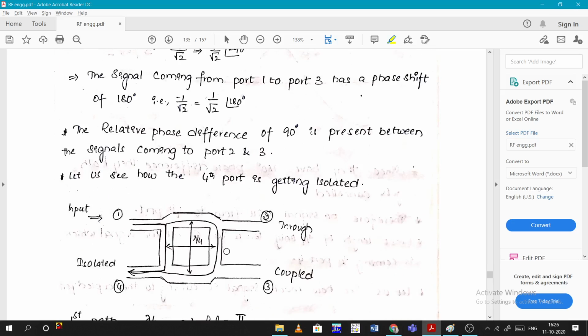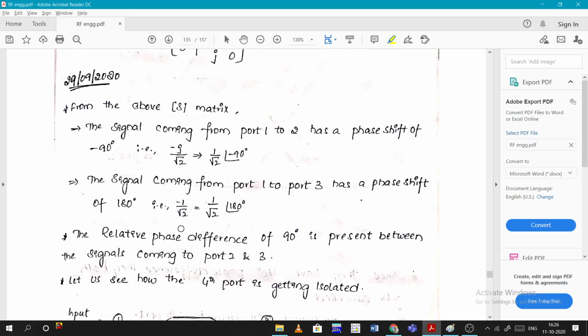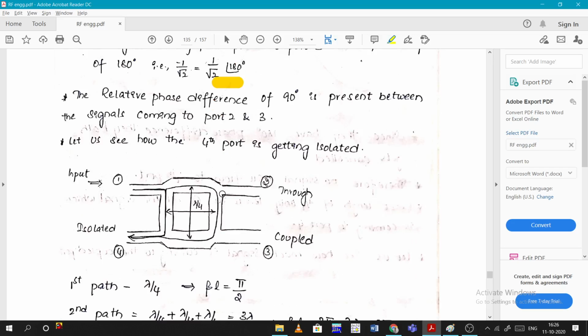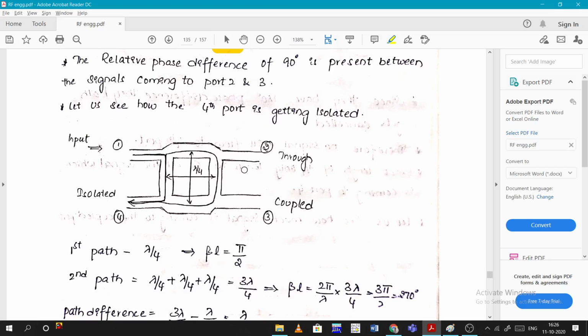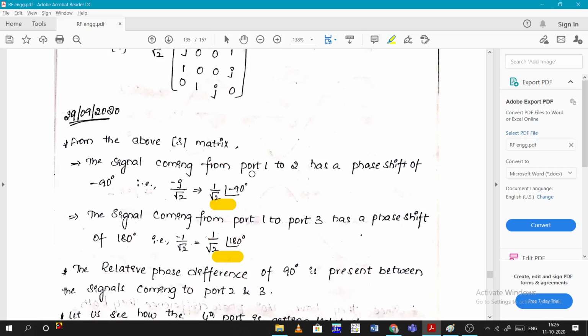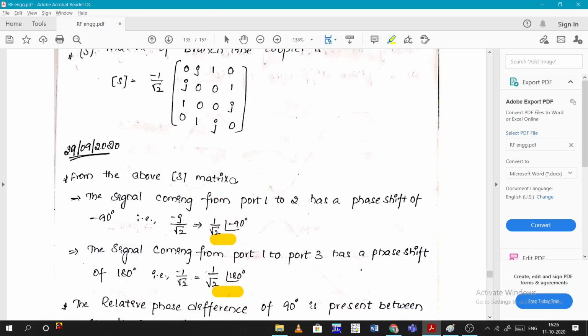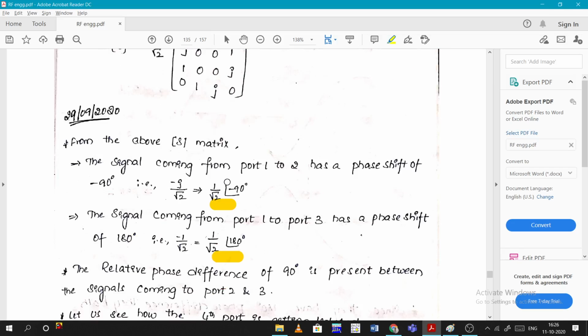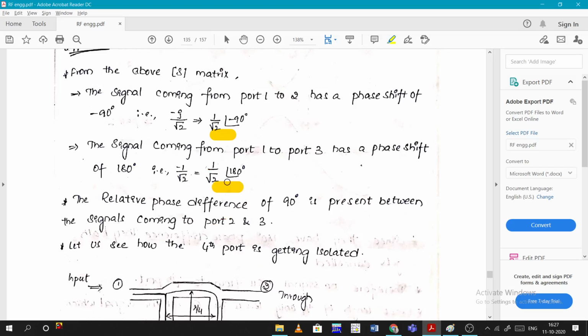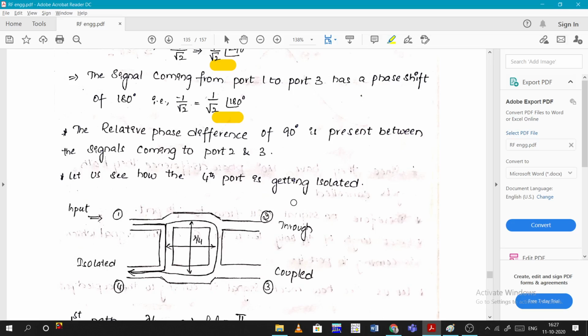Now coming to the working, it is the same as what we told. For example, for the above S matrix, the signal coming from port 1 to port 2 has a phase shift of this much, and the signal coming from port 1 to port 3 has a phase shift of this much. So a relative phase difference of 90 degrees is present between the signals coming from 2 and 3. Like this you need to find the relative phase difference. Let us see how the fourth port is getting isolated.